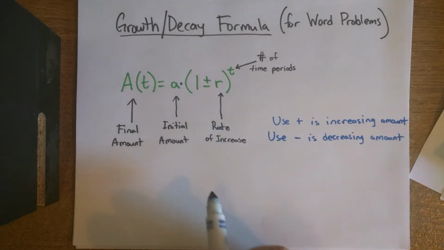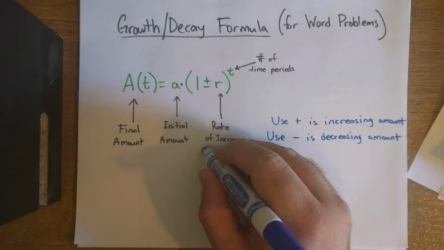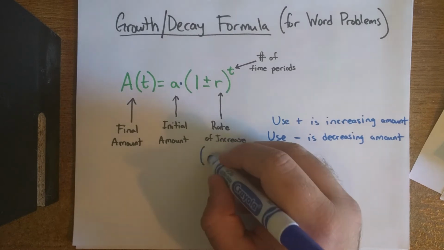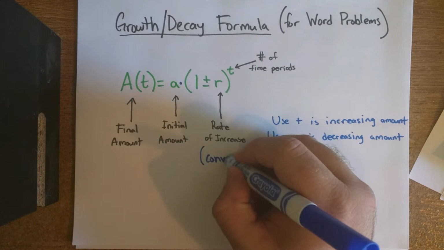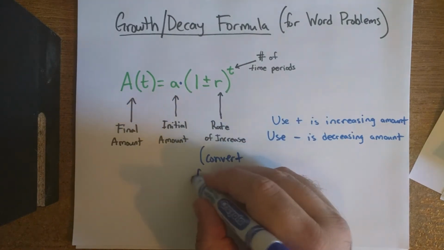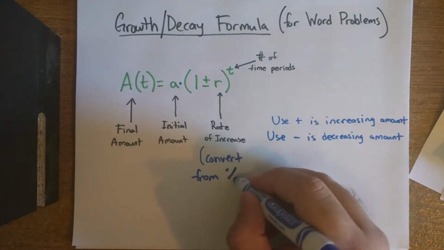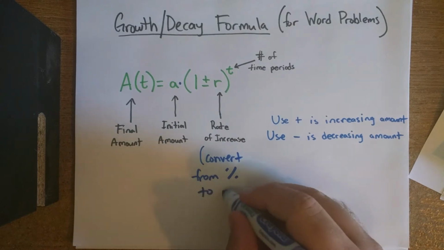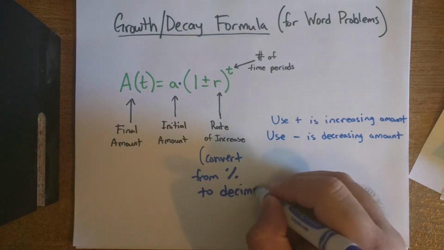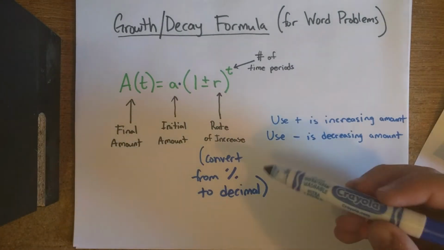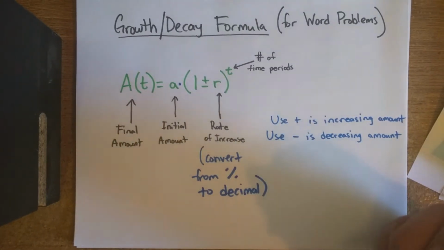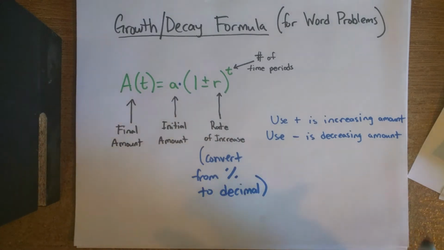But R is your rate of increase, and actually I want you to make a note. Sorry, I didn't write this earlier, but for the rate of increase, or for R, you need to convert from percent to decimal, if it's not given as a decimal already. If it's not given as a decimal, you need to convert from a percentage to a decimal. And I'll show you how, because we will do a word problem together on this.